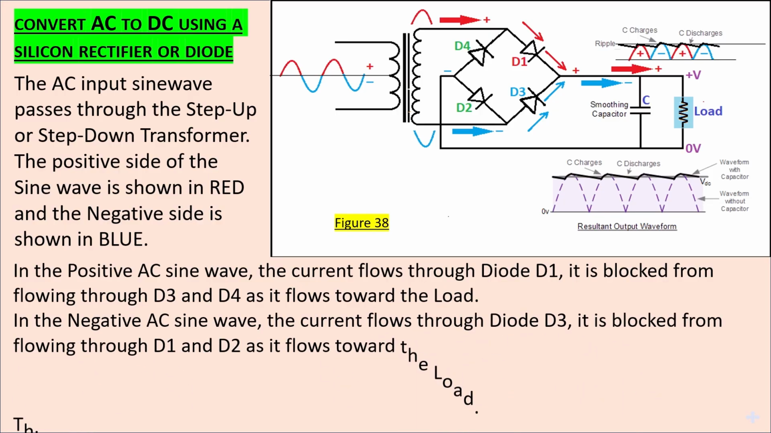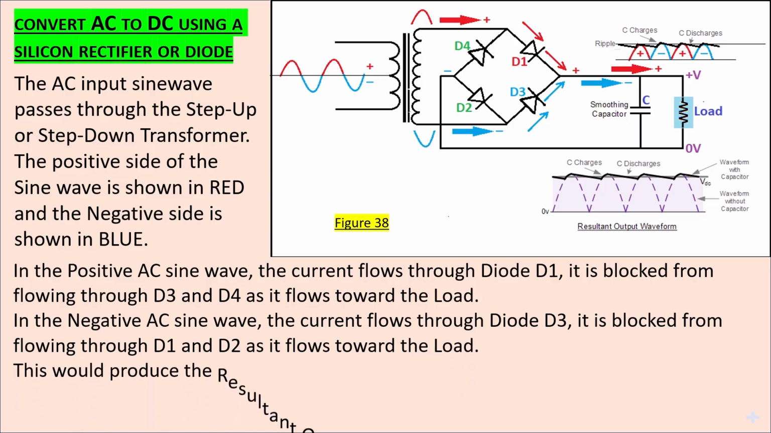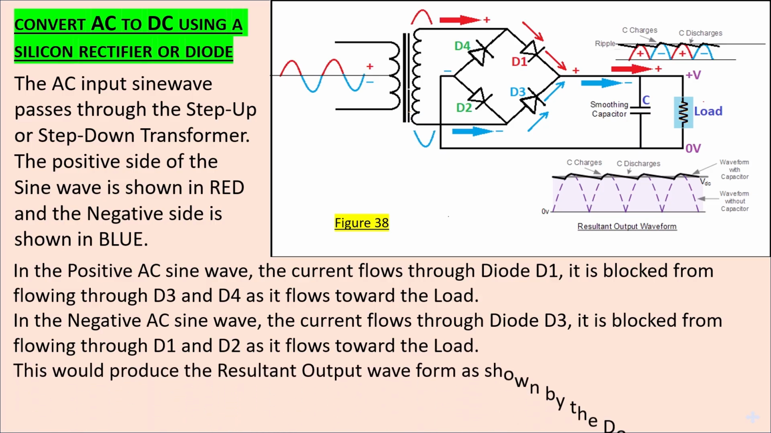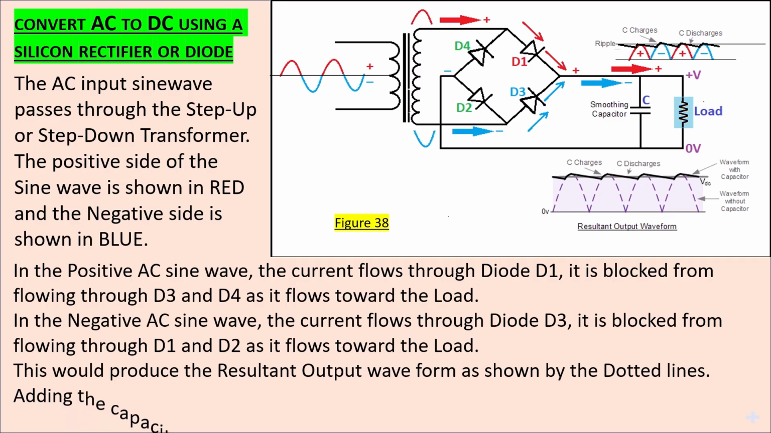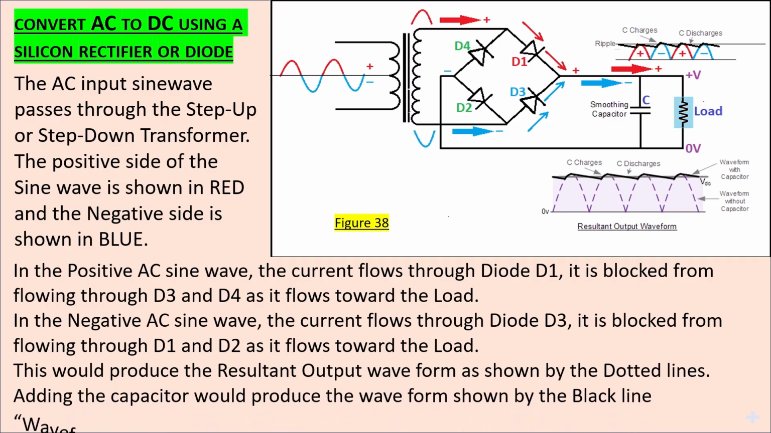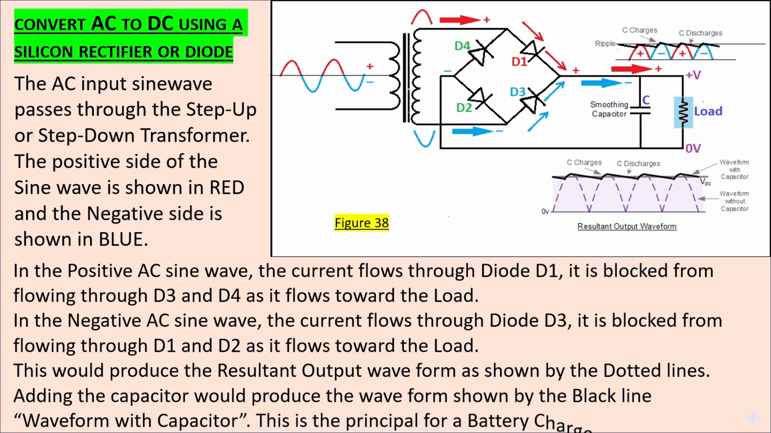In the negative AC sine wave, the current flows through diode 3 and is blocked from flowing through D1 and D2 as it flows towards the load. This would produce a resultant output waveform as shown by the dotted lines. Adding the capacitor would produce the wave shown in the black line, the waveform with a capacitor. This is the principle for a battery charger.